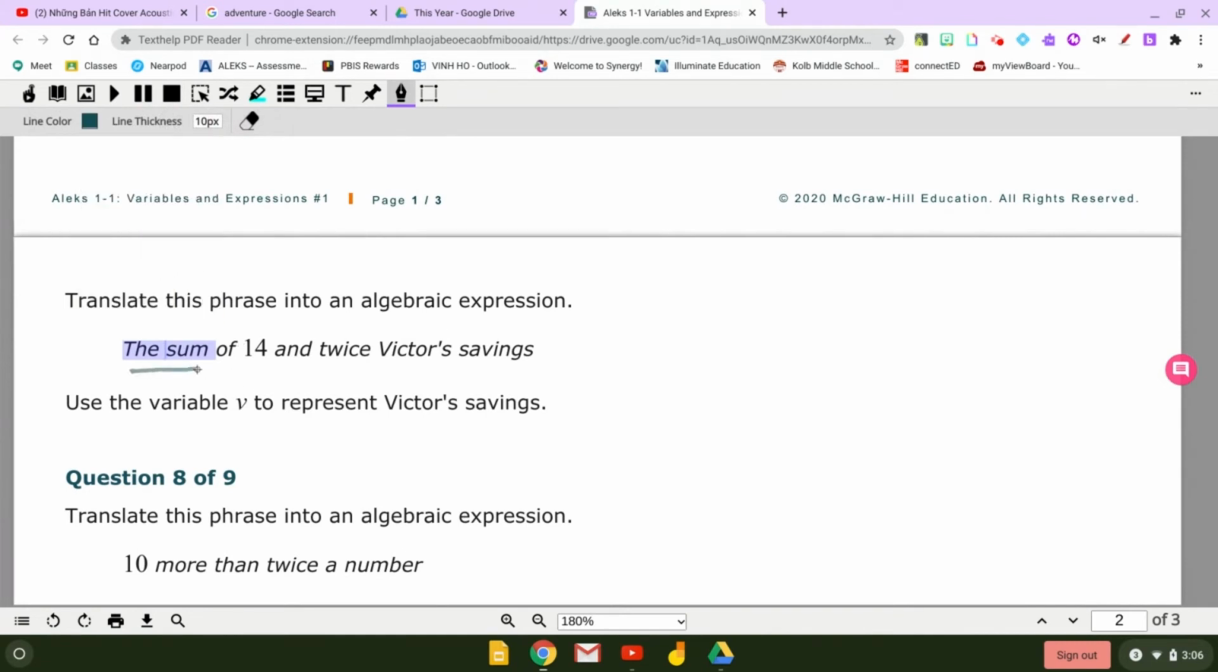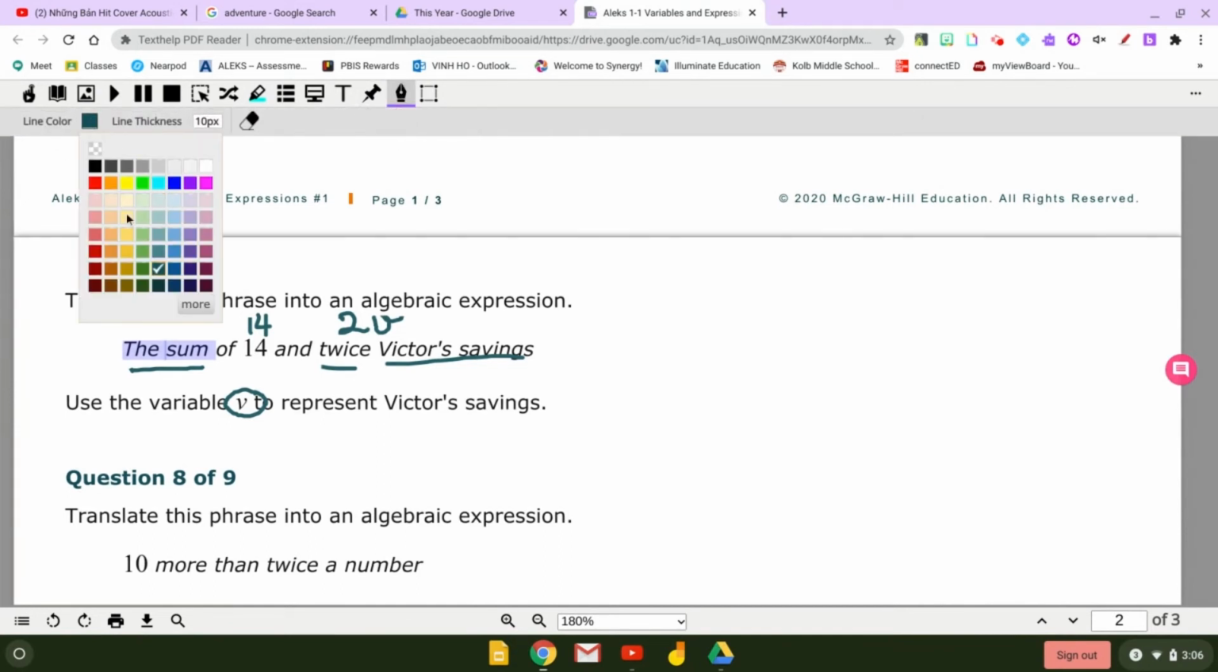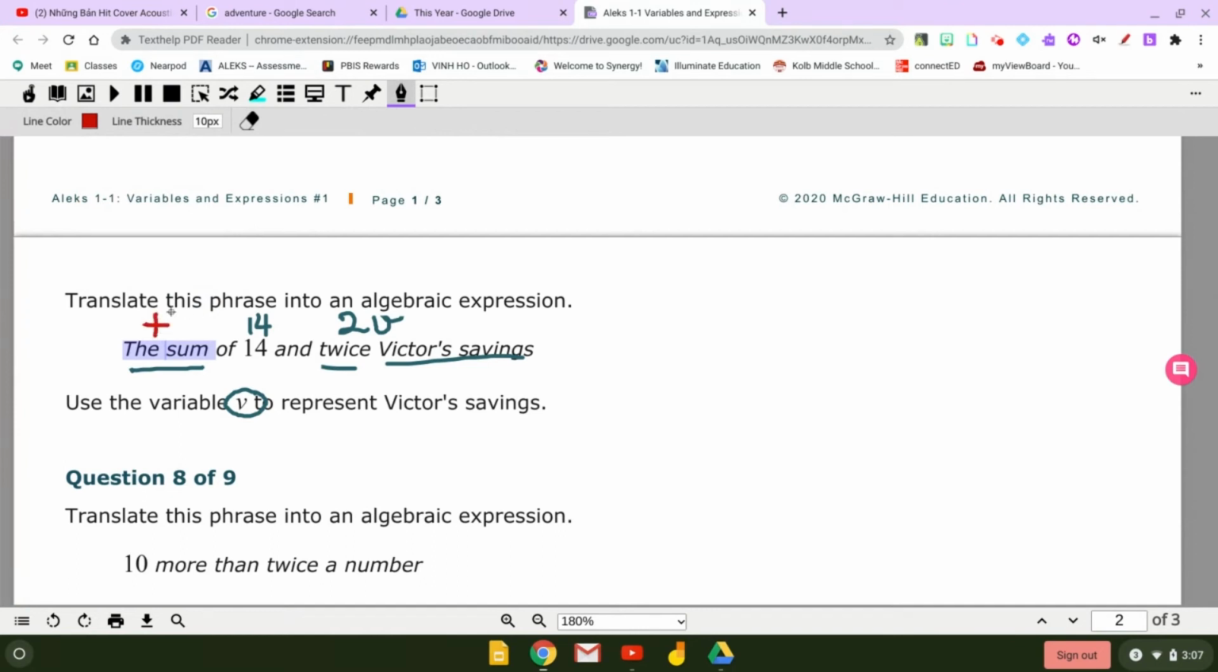Okay, the sum of 14 and twice Victor's savings. We don't know how much Victor's savings is, but they ask you to use the variable V to represent Victor's savings. So we have the sum of 14 and twice, which means 2 times Victor's savings, which is V. And what is the operation? The sum means plus, right? The sum of 14 and twice Victor's savings. So that will be 14 plus 2V. That's it.